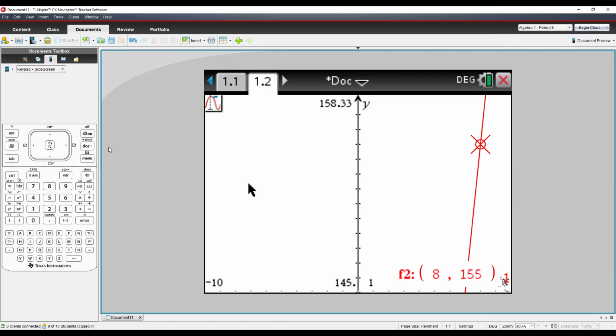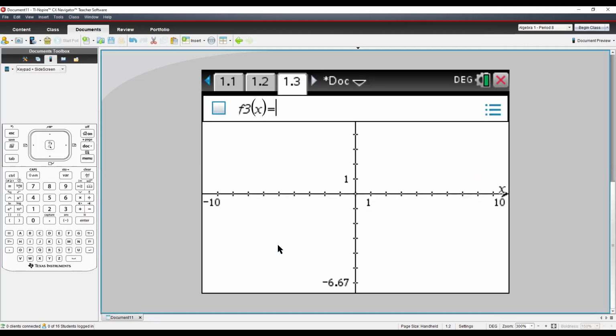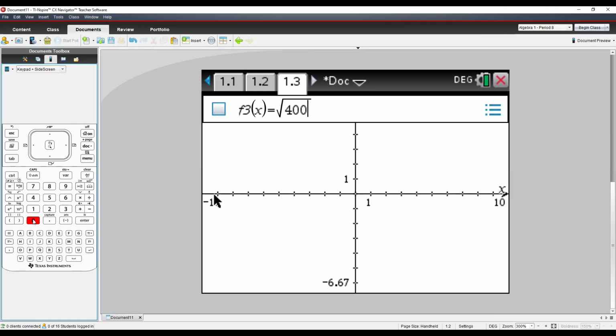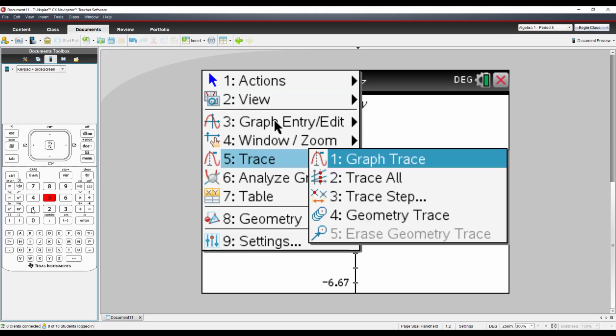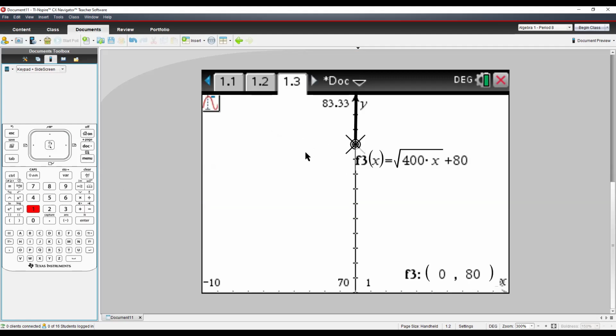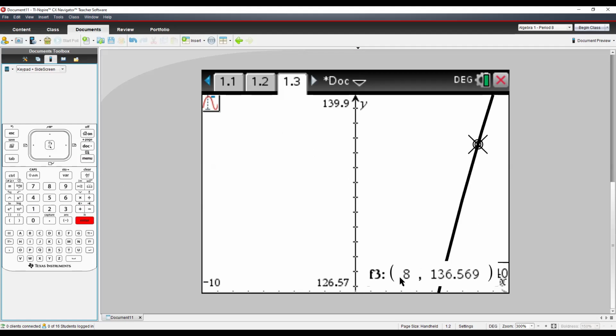Now let's do the other ones. Let's go back here. We're going to get another one. And this one is the square root of 400x, get outside the square root, and then we're going to do plus 80. Press enter. Doesn't matter. You don't see the function. Doesn't matter. Do menu 51. It's going to take you to the y-intercept. And then you're going to put in 8, because that's the 8th year. And it tells us that she's going to make about $136,569.